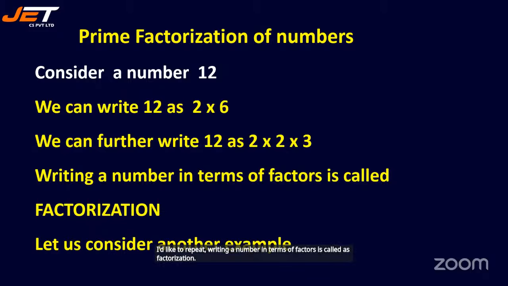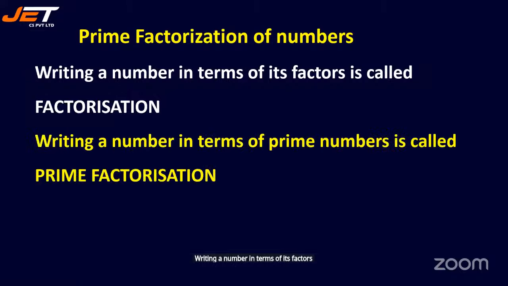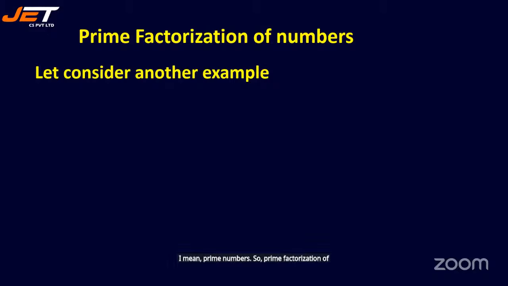Now let us consider another example, prime factorization of numbers. Writing a number in terms of its factors is called factorization. Writing a number in terms of prime numbers is called prime factorization.